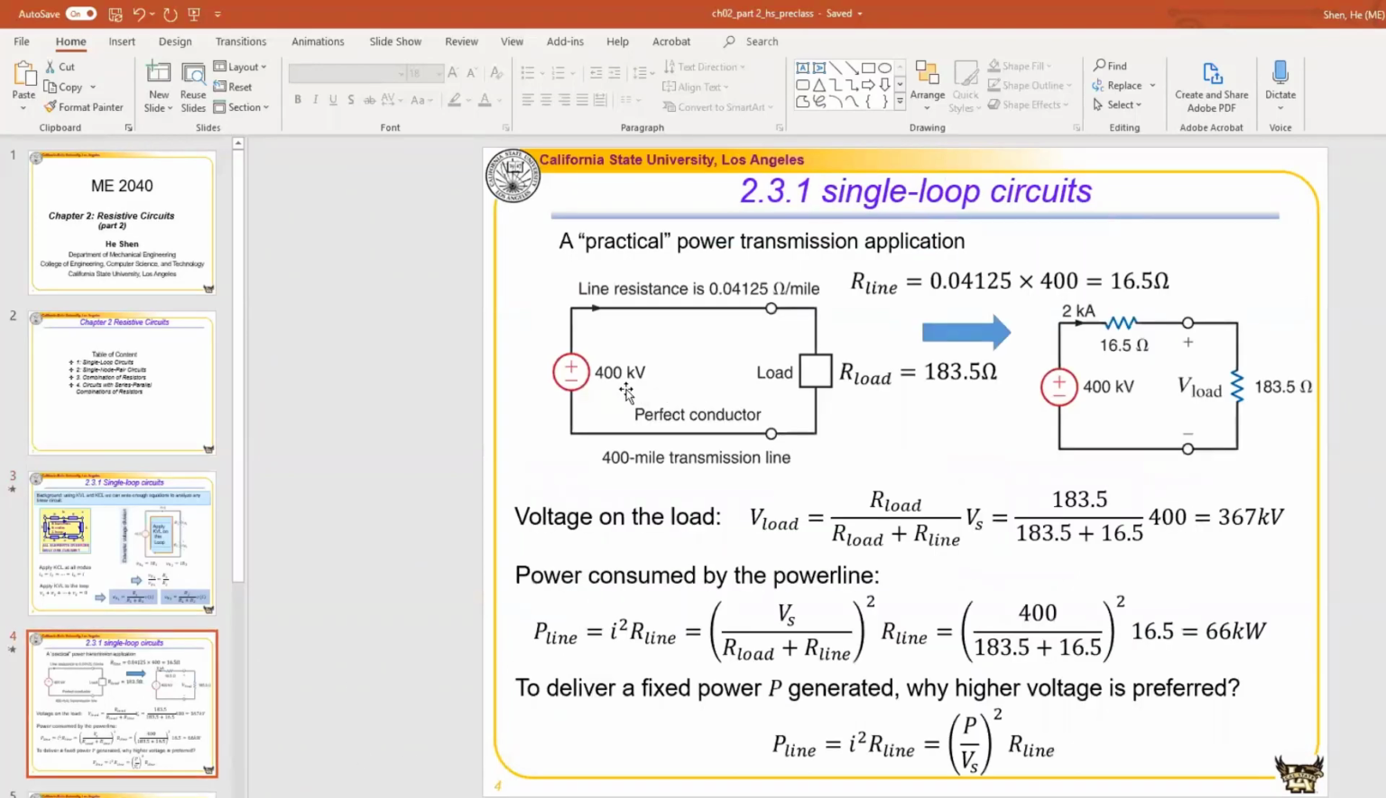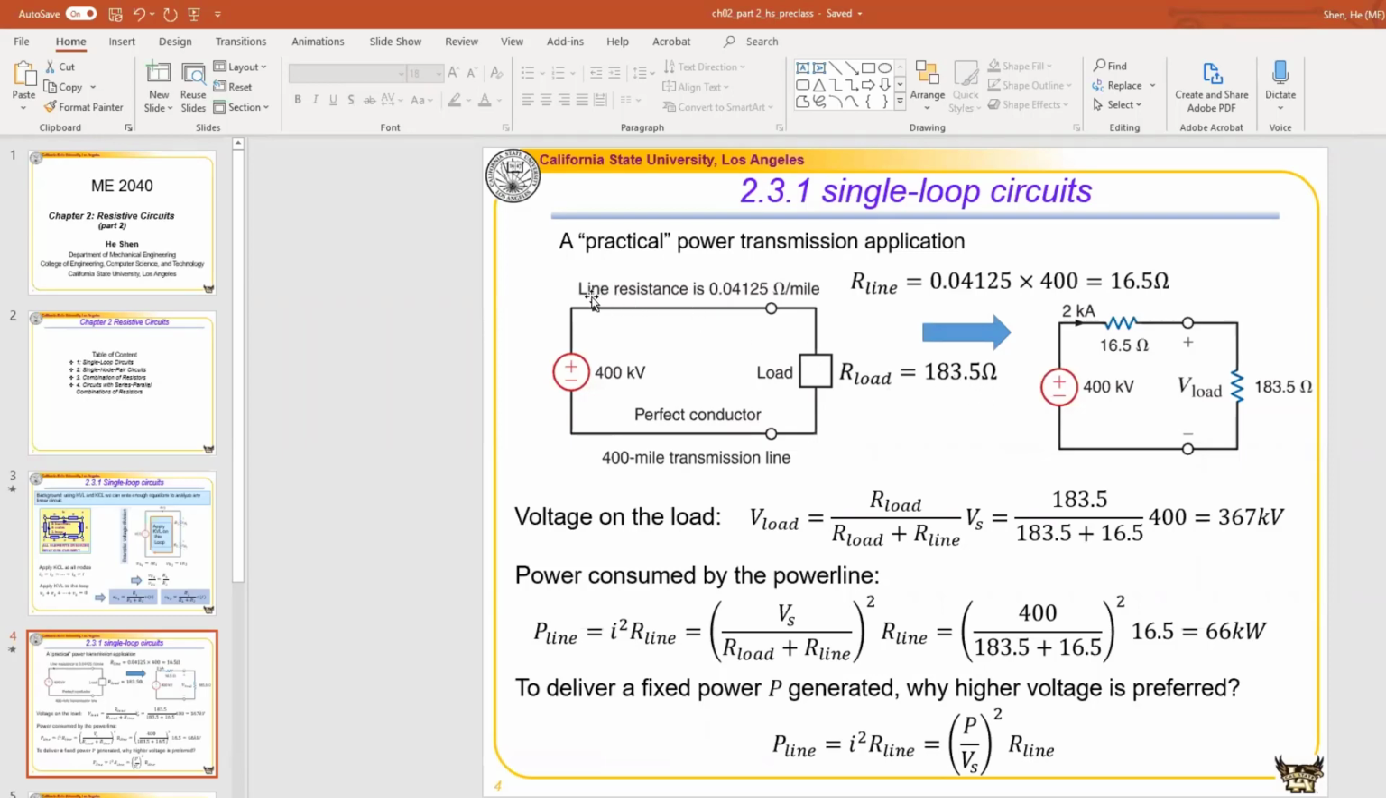Now let's look at a practical example for power transmission. We have a power line. Here we generate a high voltage power, so that is 400 kilovolts. And this is transmitted to the user end. The user end is represented by a load, R load. R load is equal to 183.5 ohm.